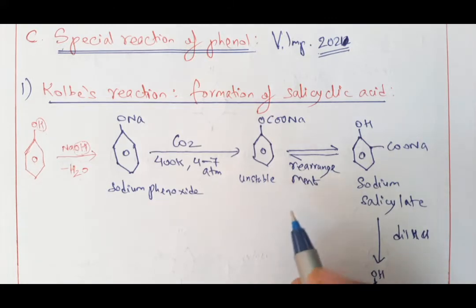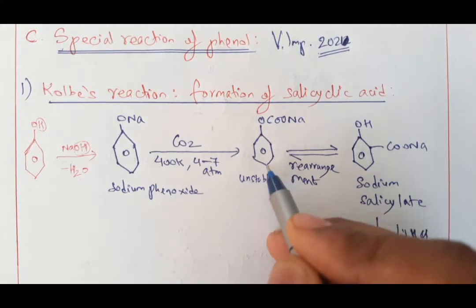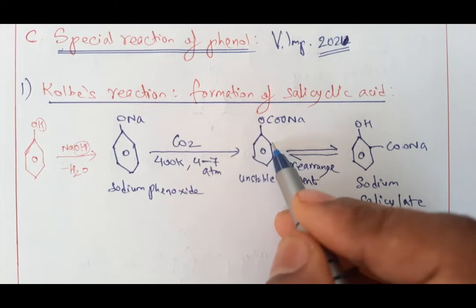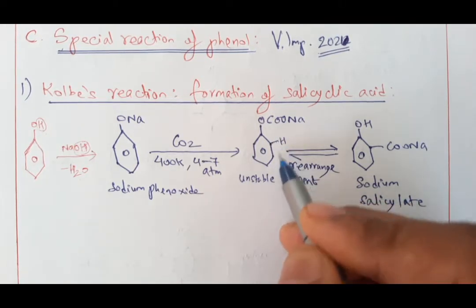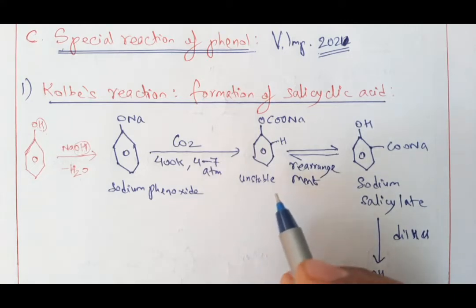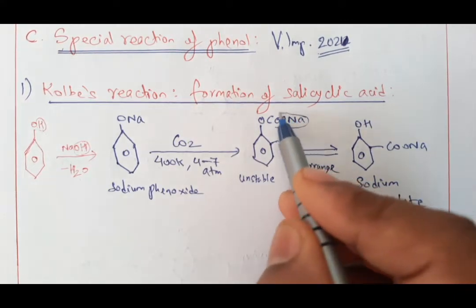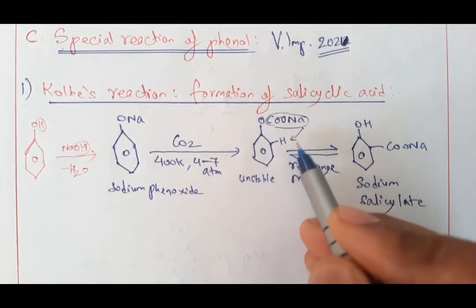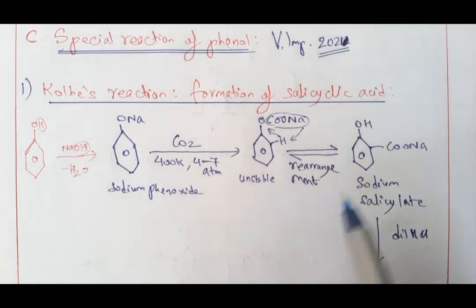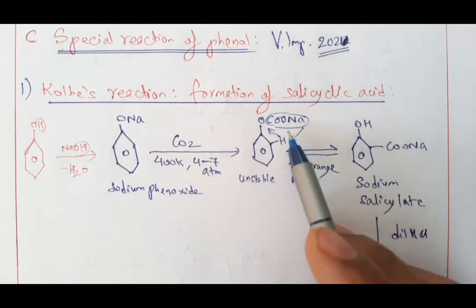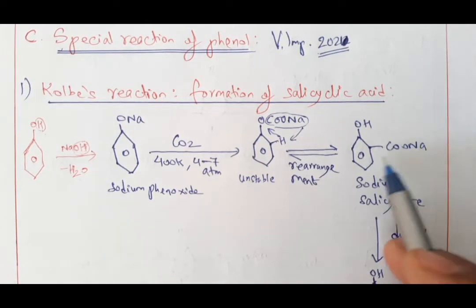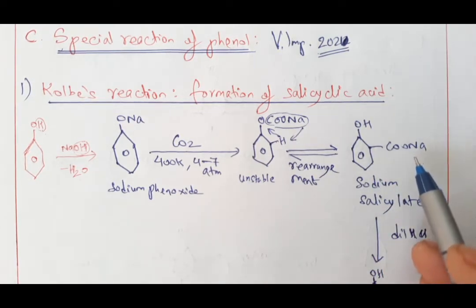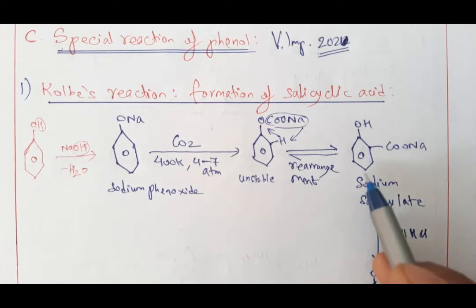In the rearrangement reaction, what happens, students? In this corner there is CH, CH, CH, CH, CH. So in this corner there is CH. Take the H out from CH. Now when you do rearrangement, this portion will come out here and H will go up. As a result, you will get OH, and this COONa will come down. This compound is known by the name sodium salicylate.